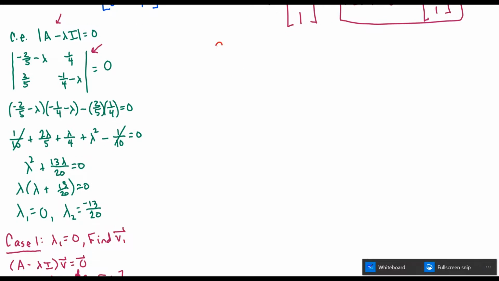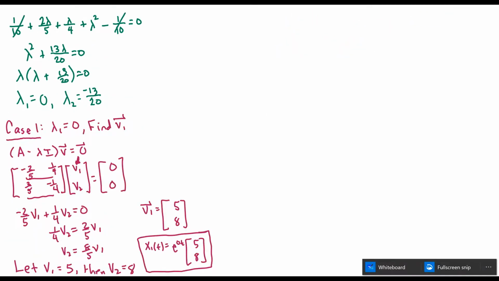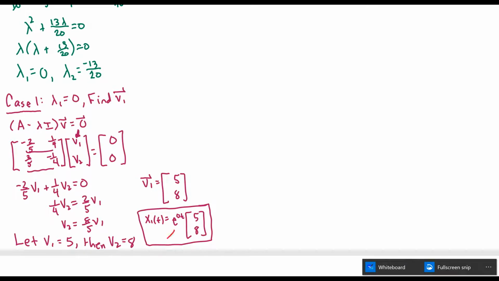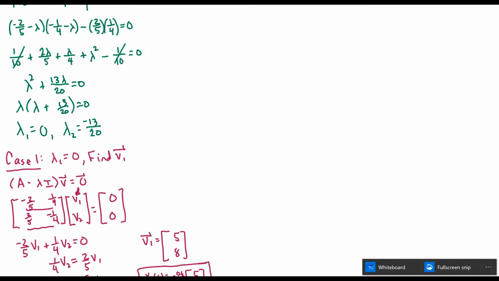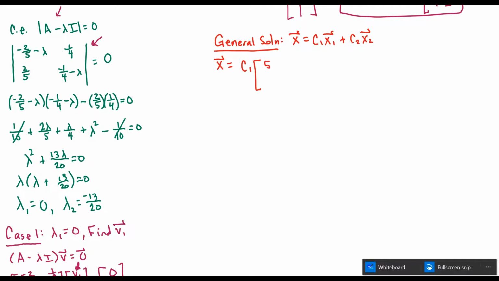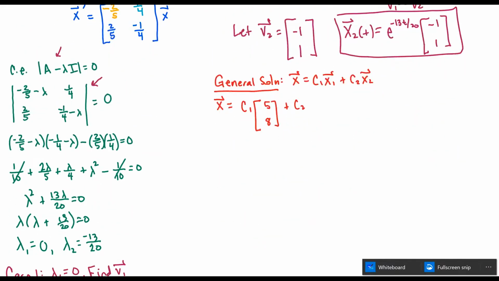So our general solution is going to take the form x equals c sub 1 x sub 1 plus c sub 2 x sub 2. Working this out with details, remember our first solution had e to the 0t, which is 1. I'm going to leave it out in this case and just use the eigenvector 5, 8, plus c sub 2 times our second particular solution that we found up here, e to the -13t/20 times -1, 1. Okay, so that is the matrix form of our general solution.